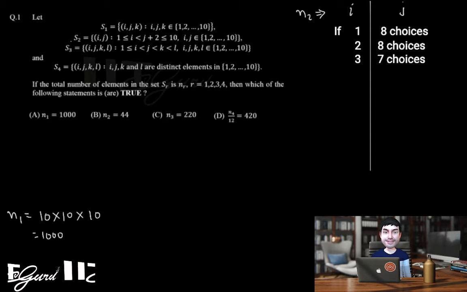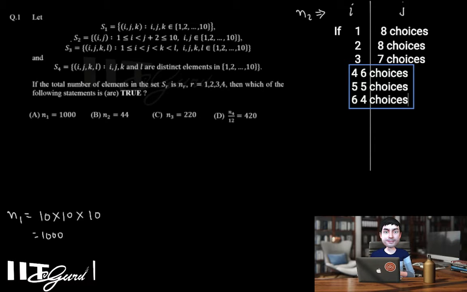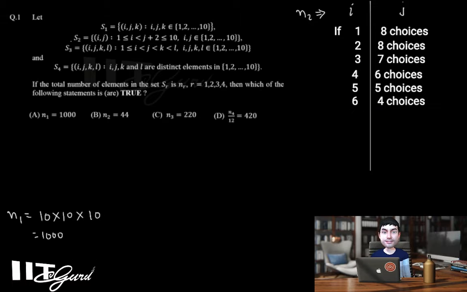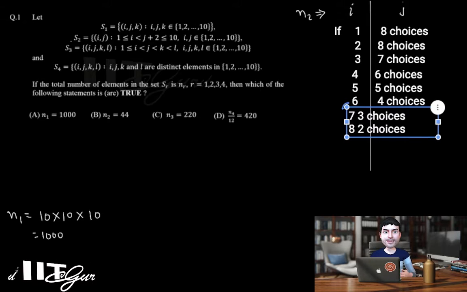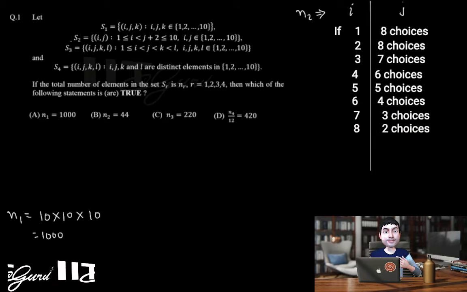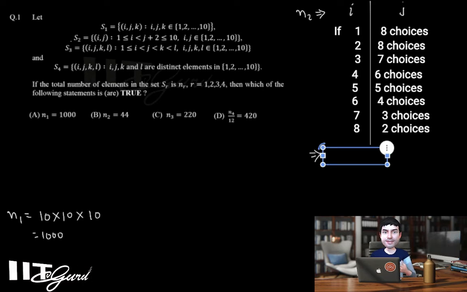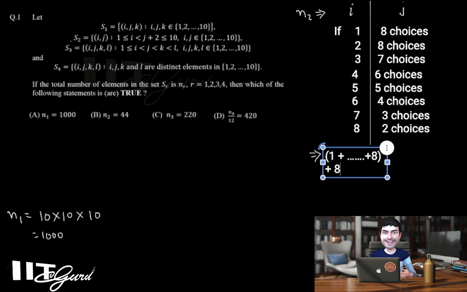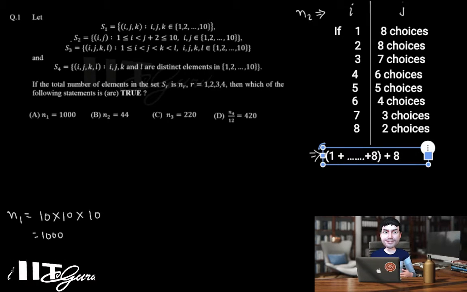Now let's see. One by one, you just substitute these values. So if I has 4 choices, and what about this one, for 8 choices for I over here? That is 3 there. Now let's think about this one. So N will be like 1 plus 2 plus 3 and so on up to 8, and plus 8 choices for this one.